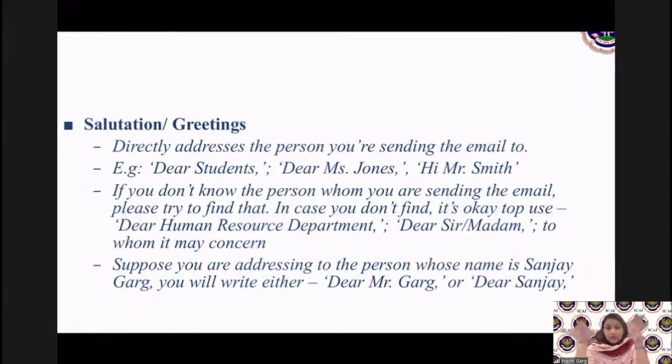In case after trying a lot, you do not find the person to whom you're supposed to write the email, then you can use dear sir or ma'am. Sanjay, your subject line is too big: requesting for a job vacancy in an organization for teacher. No, you're not requesting. You're applying for the position. There is no request.